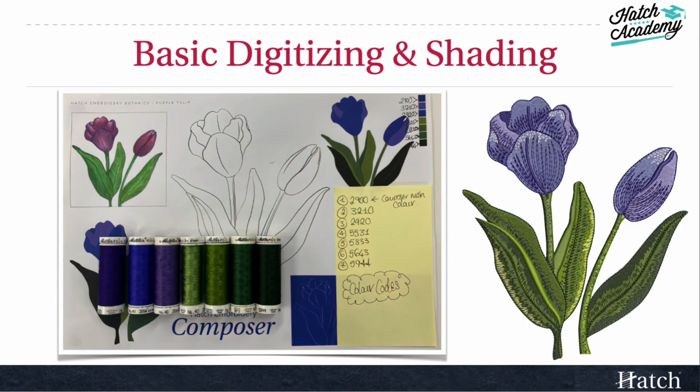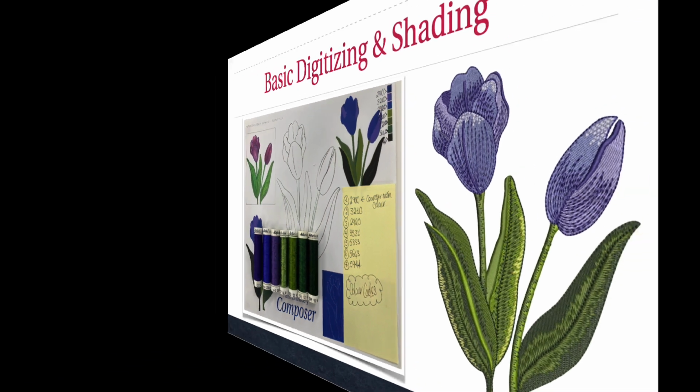Would you like to learn how to add shading and detail to design to create more realistic embroidery? If so, then this is the course for you. This is an intermediate course that builds on your basic digitizing skills to learn simple techniques for adding highlights and shading to your embroidery designs. Let's take a quick look at this course.